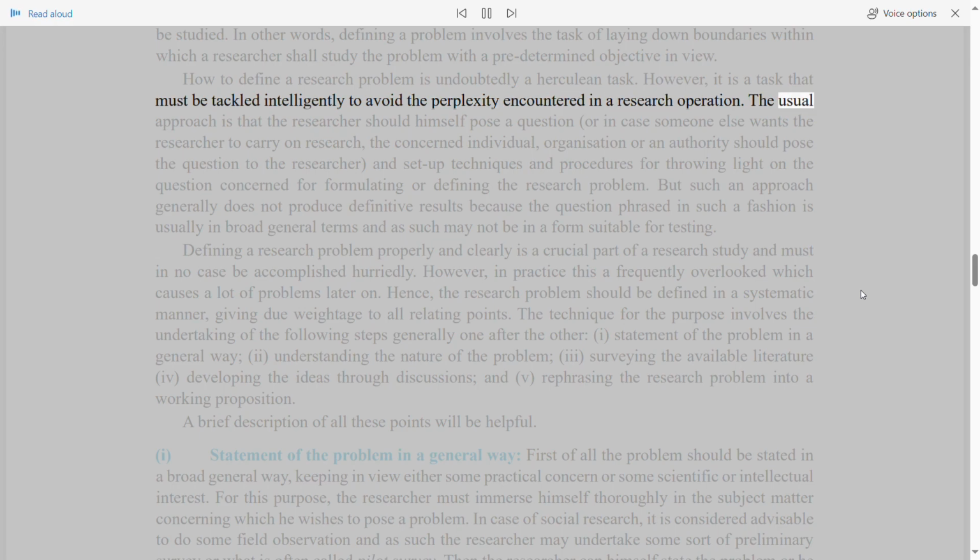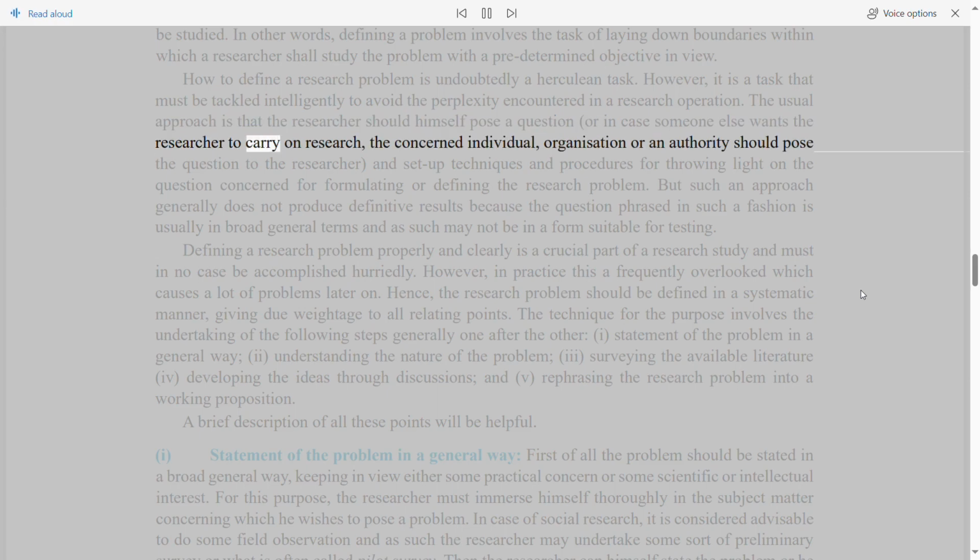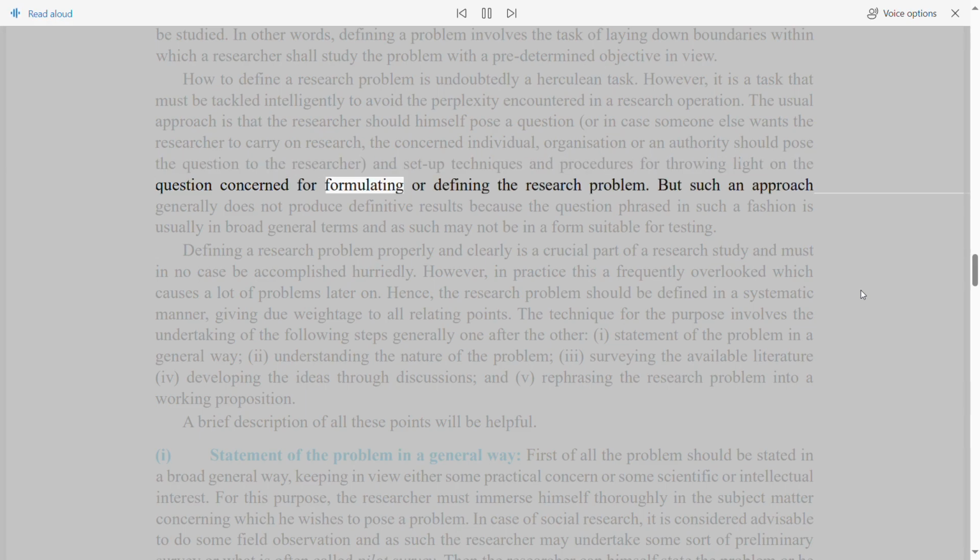The usual approach is that the researcher should himself pose a question, or in case someone else wants the researcher to carry on research, the concerned individual, organization or an authority should pose the question to the researcher and set up techniques and procedures for throwing light on the question concerned for formulating or defining the research problem. But such an approach generally does not produce definitive results because the question phrased in such a fashion is usually in broad general terms and as such may not be in a form suitable for testing.